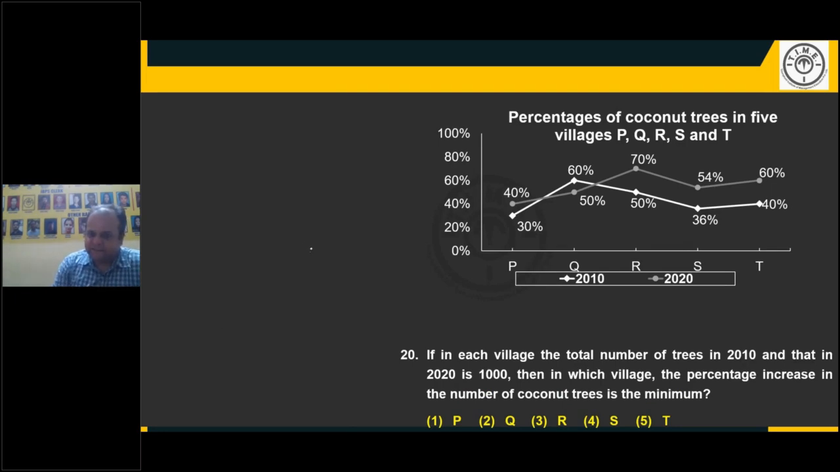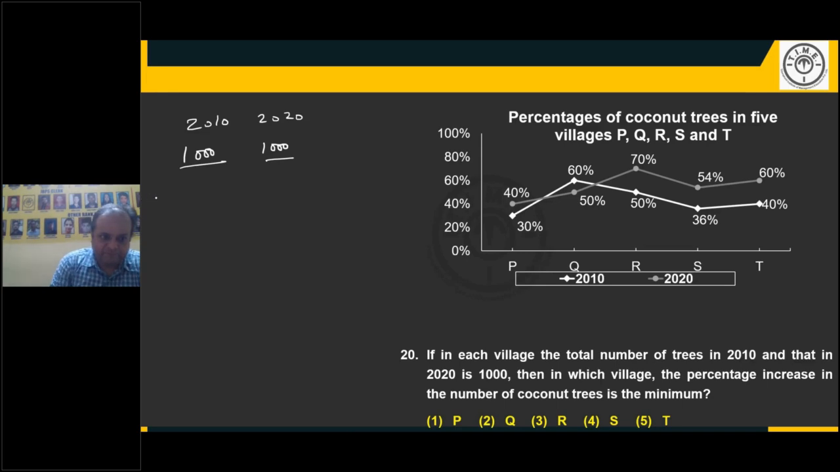If in each village the total number of trees in 2010 and that in 2020 is 1000. Now he says every village in 2010 and in 2020, in all villages, 1000. In which village is the percentage increase in the number of coconut trees the minimum? So you have to find out where the percentage increase is happening and it is minimum. And this is an easy question, but you have to just figure out 2010, 2020.